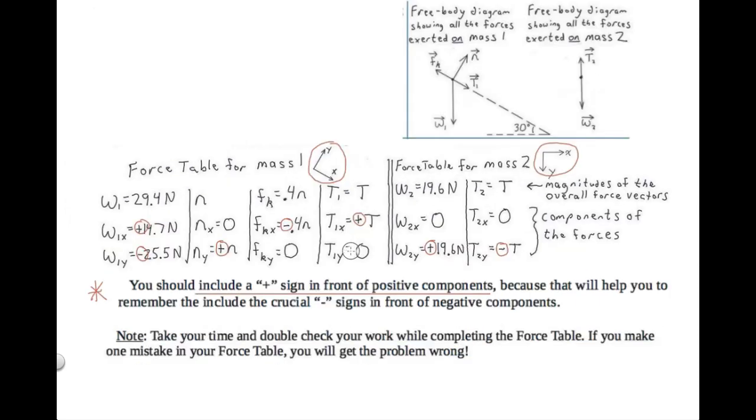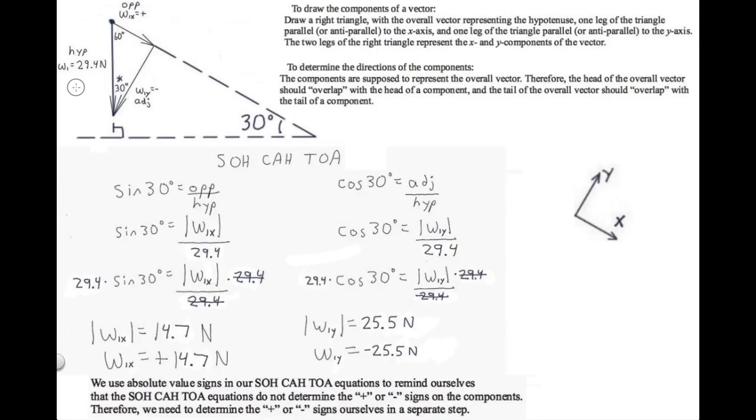When you break the forces into components, be careful to get all the signs correct. You should include a plus sign in front of positive components, because that will help you to remember to include the crucial negative signs in front of negative components. In order to break the weight force into components, we needed to draw a right triangle and use the SOHCAHTOA equations. I covered how to break the weight force into components for an inclined plane problem in detail in my earlier series on basic Newton's second law problems.